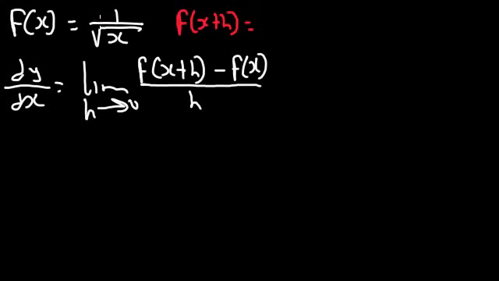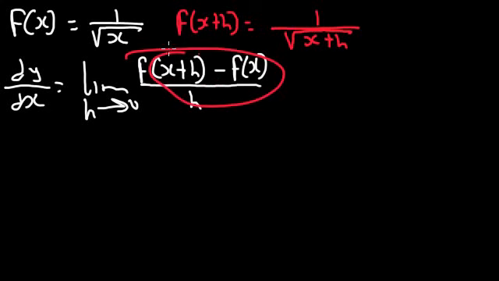Well, all we need to do is to replace x with x plus h wherever we find x in f of x. And therefore, we now have 1 divided by square root of x plus h. Perfect. Now we can plug in everything right in the expression.